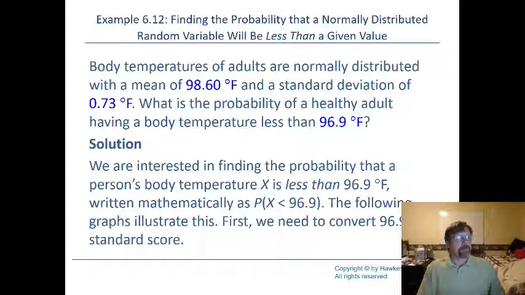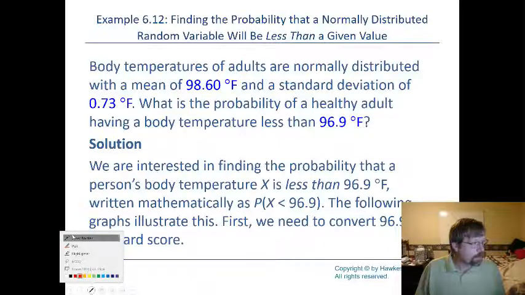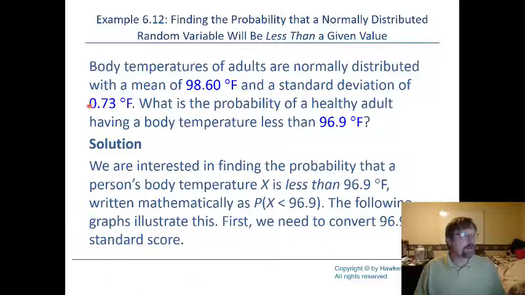Temperature makes a great example of this. Body temperatures of adults are normally distributed. We've got a standard deviation of 0.73 and a mean of 98.6.